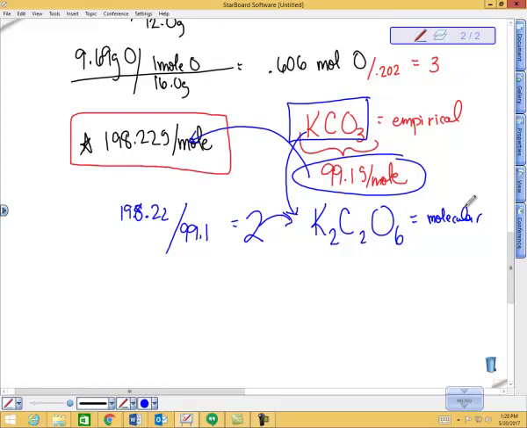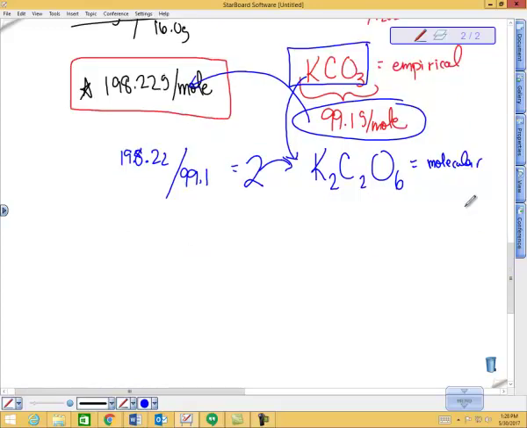All right. Excellent, that was 20. Let's do 21. Which compound has a greater percent by mass of chromium? All right, so this is 21.